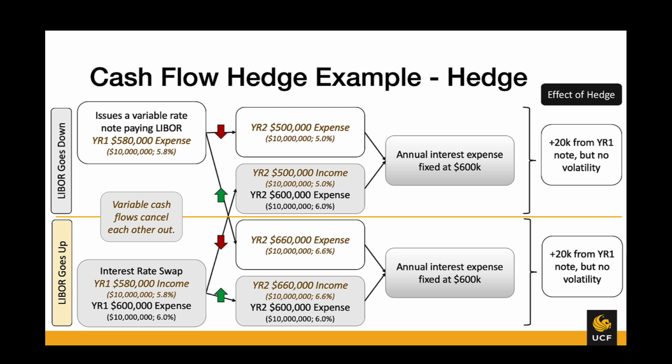So we're paying a little bit, $20,000 more than we had to in year one. And we lose any ability to pay less should LIBOR go down, but we've insulated ourselves from volatility. And so we have gotten rid of the problem that will come along if LIBOR goes up to a point where we cannot pay our interest anymore.